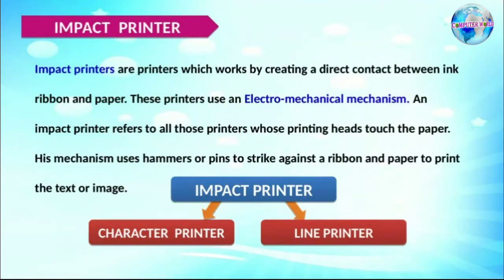Impact printer. Impact printers are printers which work by creating a direct contact between ink ribbon and paper. These printers use an electromechanical mechanism. An impact printer refers to all those printers whose printing heads touch the paper. This mechanism uses hammers or pins to strike against a ribbon and paper to print the text or image. Impact printer is classified into two types, that is, character printer and line printer.